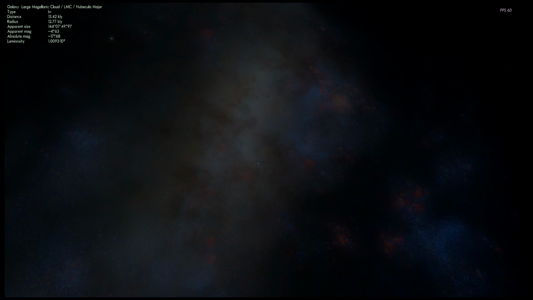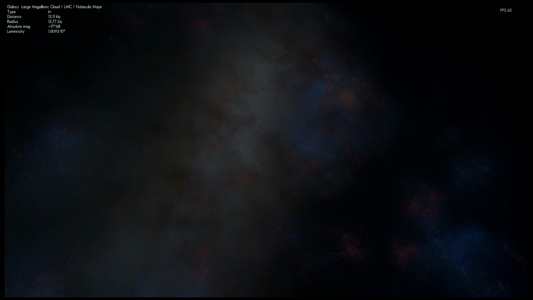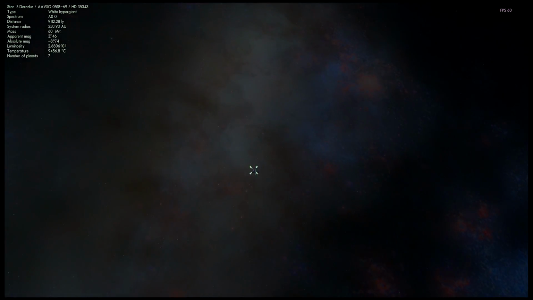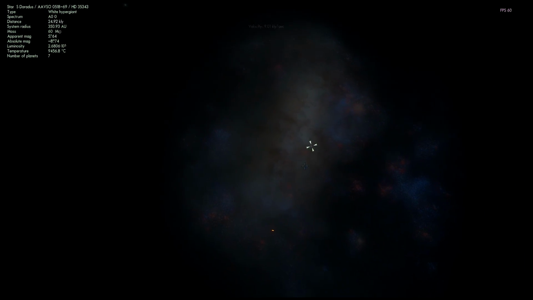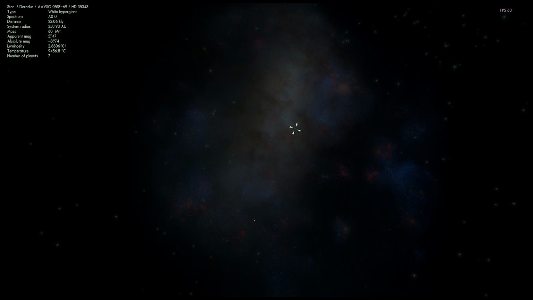Let's try to find out what this is. This is not the biggest star, so that's why we're not talking about it, but I'm still curious to find out what this bright object is. Yes, it's S Doradus, a white hypergiant. There's a lot of other stars we can see in the Magellanic Cloud, but this one is the brightest and also the largest by volume. Not by mass, by volume.